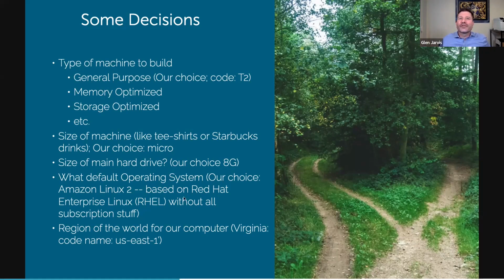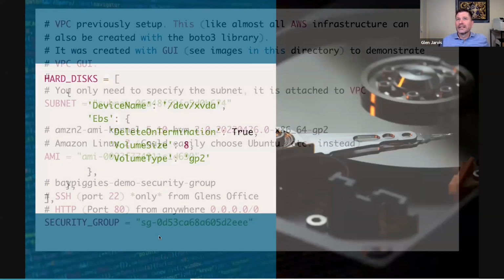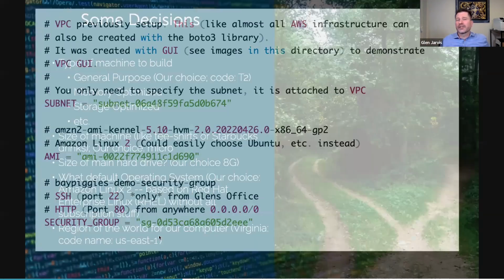And then the default operating system, you can choose anything. This could be Ubuntu, this could be anything that you want, but I'm going to pick Amazon Linux 2 because it's default, because it's free, and also because it's based on RHEL, which a lot of corporate stuff uses. And where in the world? It's going to be US East 1. So that's just some stuff I've picked for this demo. Keep it simple. All right, now we can actually start looking at some code.